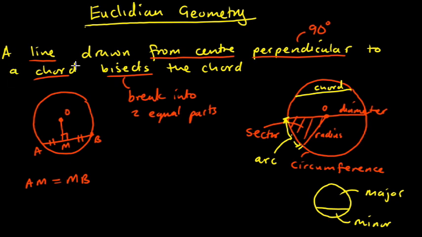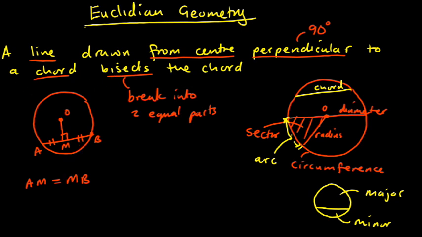Again, a line drawn from center, which is OM, is coming from center because our center is O. And then that line is perpendicular to the chord, which means that it's 90 degrees when it gets to a chord. And this is the chord AB. Then it bisects the chord.